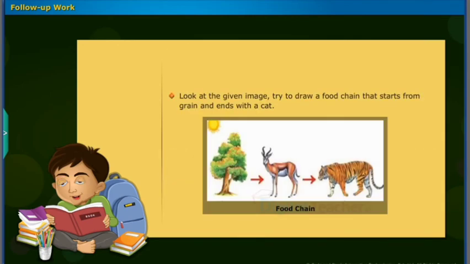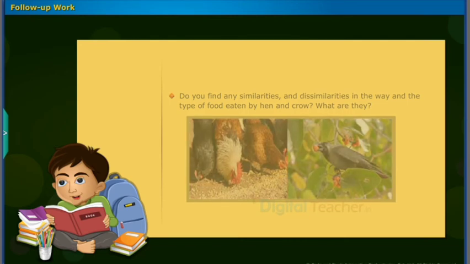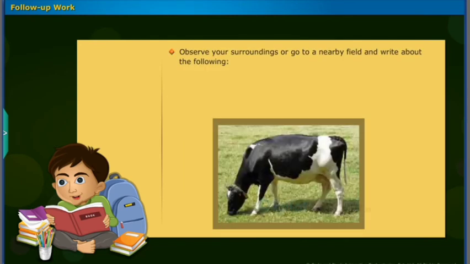Look at the given image. Try to draw a food chain that starts from grain and ends with a cat. Do you find any similarities and dissimilarities in the way and the type of food eaten by hen and crow? What are they?